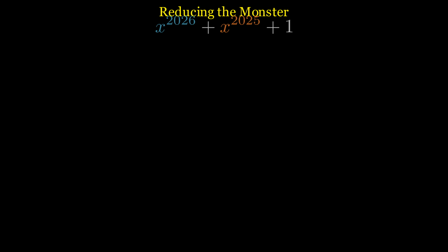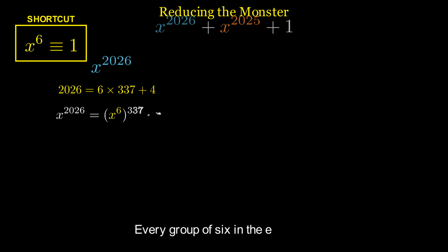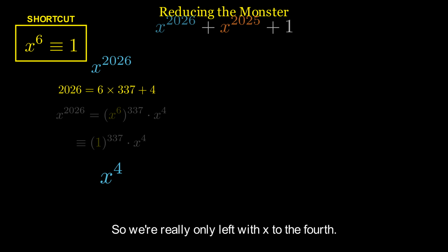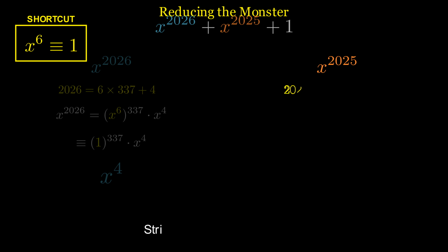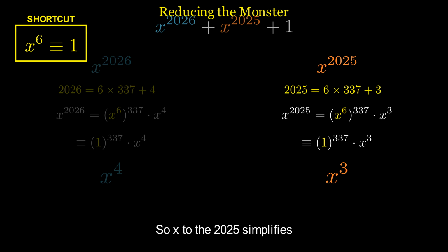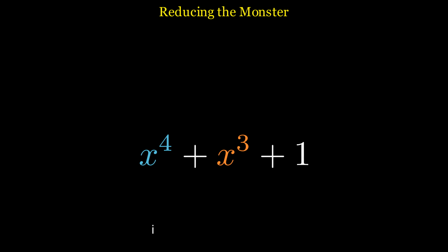Now we apply the shortcut. Since x to the 6th is just 1, we can shrink these exponents instantly. Every group of 6 in the exponent is just a factor of 1. It effectively just vanishes from the math. 2026 divided by 6 leaves a remainder of 4, so we're really only left with x to the 4th. Same logic for 2025. Strip away the multiples of 6, and you're left with 3. So x to the 2025 simplifies down to x cubed, a whole lot better. We just turned a difficult problem into something manageable. No more massive exponents to deal with.